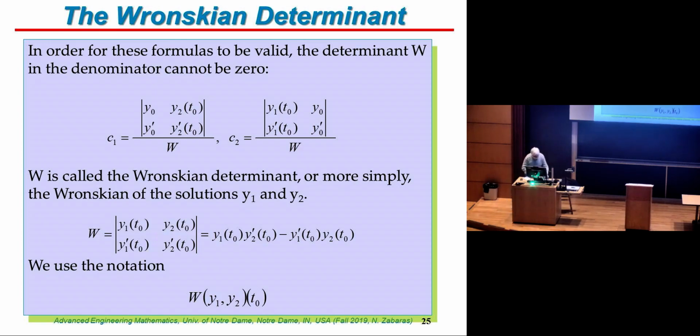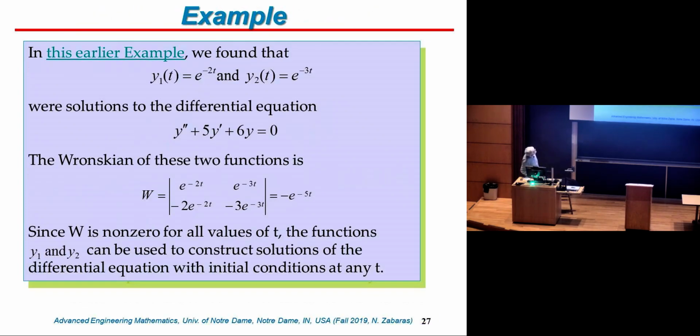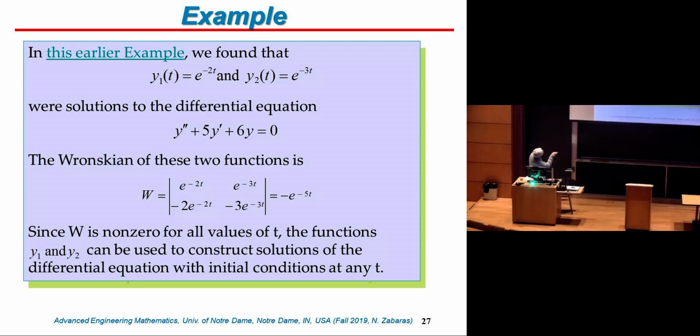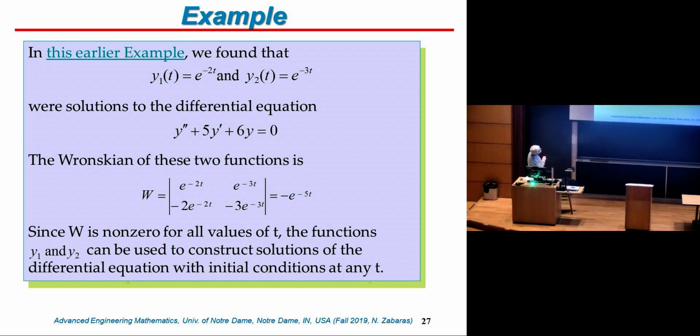Let me go to slide 27 and do a particular example. So in this problem, if you solve the characteristic polynomial, you have s squared plus 5s plus 6 equal to 0. I am guessing it has roots -2 and -3. So the fundamental solutions are e to the -2t, e to the -3t. The derivatives are this and that. So you compute the determinant, and it comes to be minus e to the -5t.